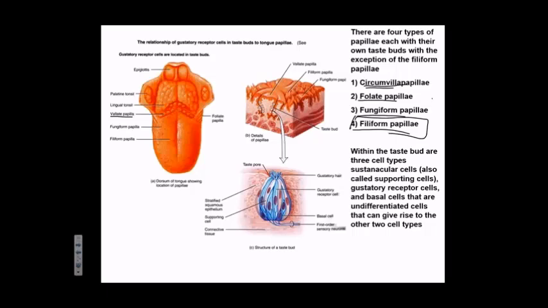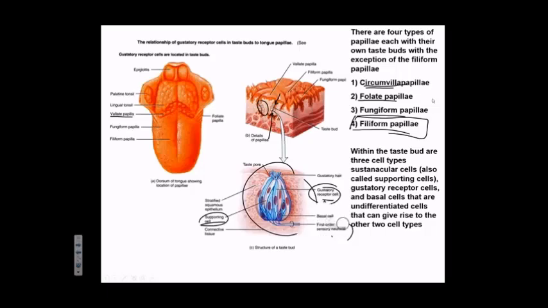And the general design is like this. Here's your papillae, and you have crypts in the papillae, and within the crypts are taste buds. The taste buds have three cell types: gustatory cells, basal cells, and sustentacular cells, or supporting cells. And basal can give rise to gustatory or supporting, so it's an undifferentiated cell.